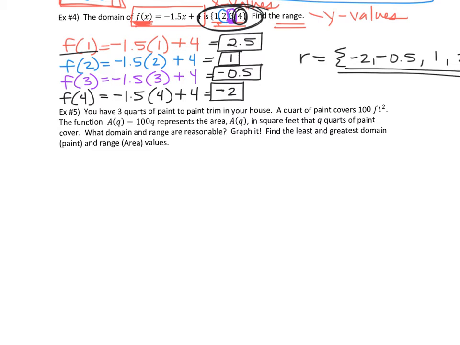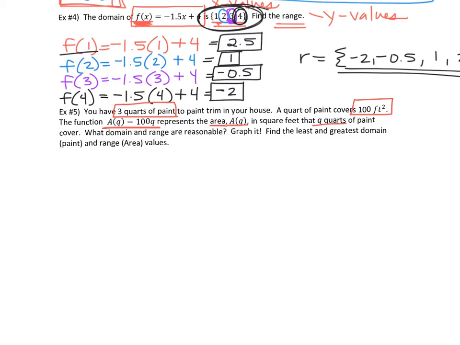So this one says you have 3 quarts of paint to paint trim in your house. 3 quarts of paint. Okay, that's the amount of paint you have. A quart of paint covers 100 square feet. They give you the function A of Q. The area of Q quarts equals 100 times the number of quarts, in square feet, that Q quarts of paint cover. So A of Q is the area. Q is the number of quarts. Okay? What domain and range are reasonable? And then you're going to graph it and find the least and greatest domain, the amount of paint, and the least and greatest range or area that you can have.